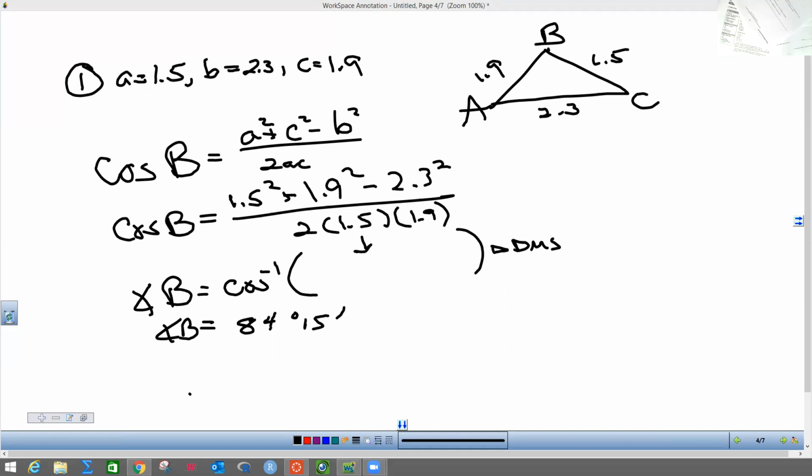And then you're going to hit divided by. Everybody else is going to arrow to the bottom and type in 2 times 1.5 times 1.9. Then arrow to the right and put a parenthesis there. And then hit second apps 4, second apps 4 and hit enter. Now does everyone have 84 degrees 15 minutes rounded? How many? 16? 16 minutes, okay, let's change it. Everybody got 84 degrees 16 minutes?